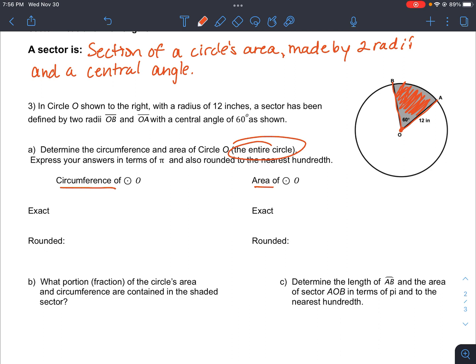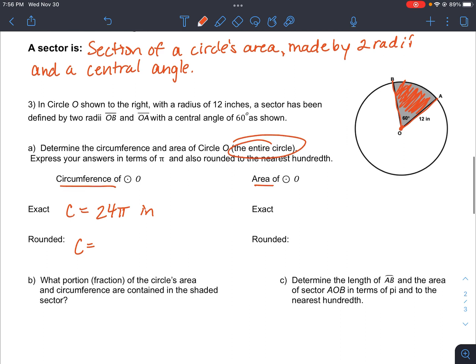12 inches, so circumference. Pause if you want to. I'm just going to start throwing down some answers here. So exact is 24 pi inches. Let's see, if I multiply the 24 and the pi out, I get 75.4 inches. So exact versus approximate or rounded. Area again.